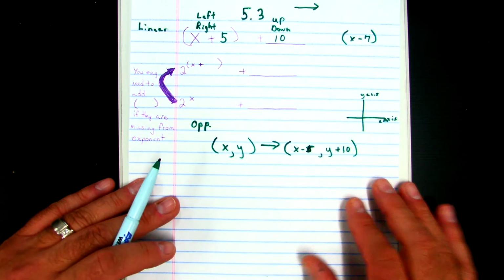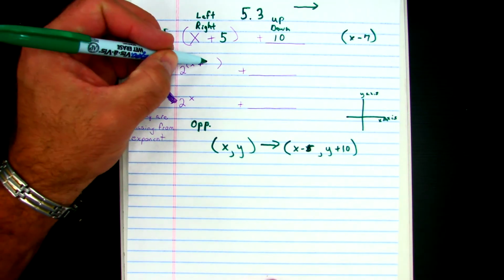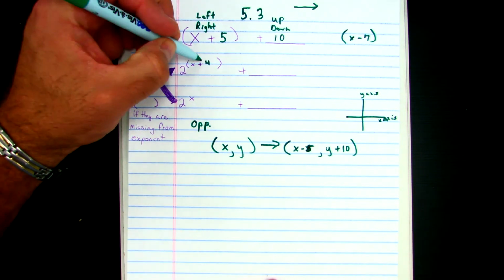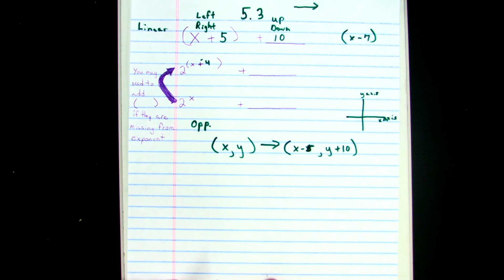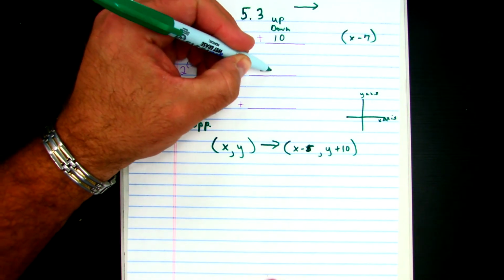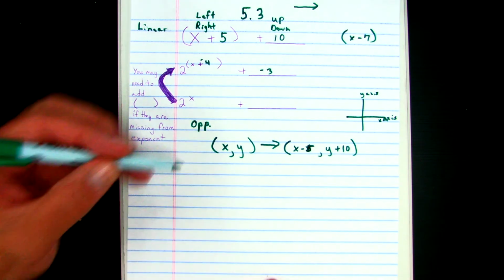Now, sometimes one of these things happen. Sometimes both of these things happen. And it can happen in the exponent as well. So let's say that one says x plus a negative 4, plus negative 3. So I'm going to write this one in coordinate notation.